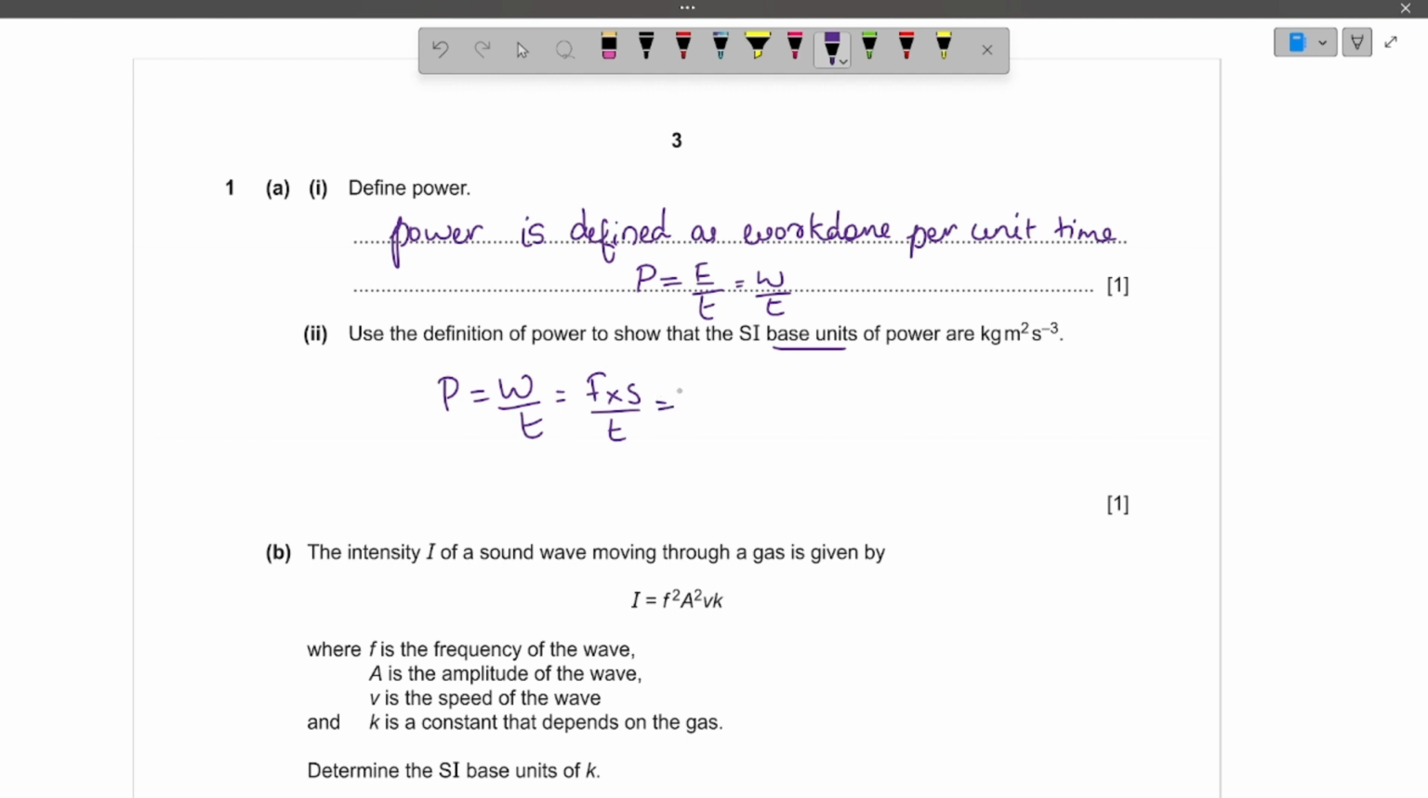So F is the force multiplied by distance, which is what we call the work done. Force is mass times acceleration. If you simplify this basic formula of power, you will get m a d divided by t. When dealing with units, it's really good to know the equations. If you don't know the equation, you cannot show the base unit of this power. So this is the equation for power.